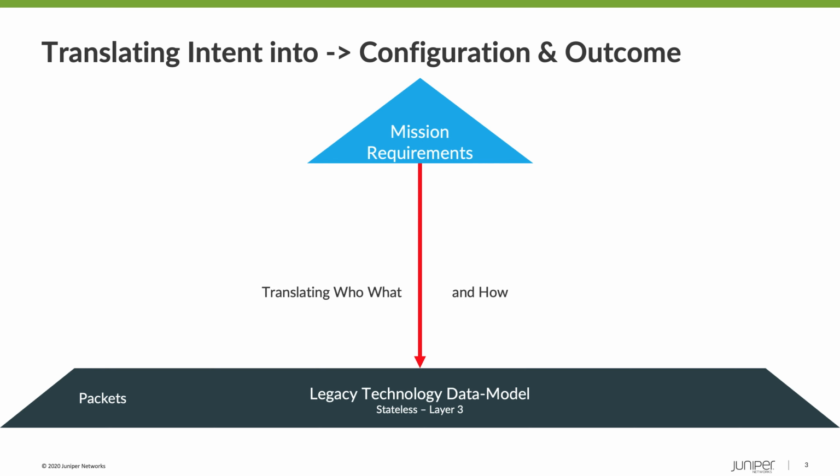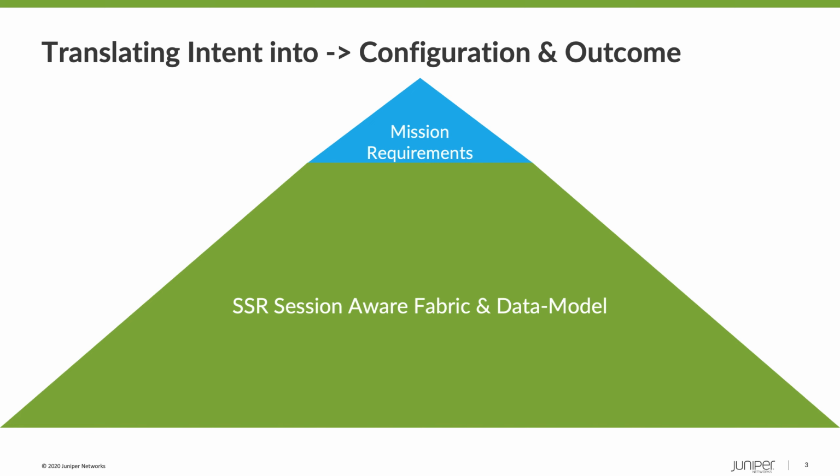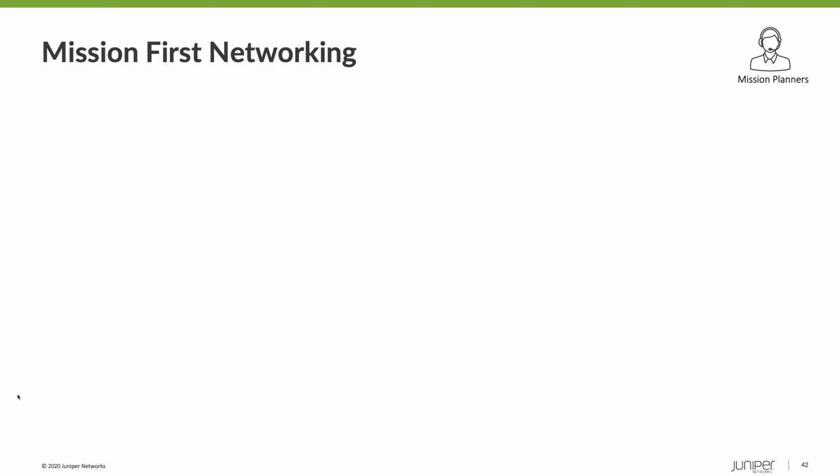This gap is created because the legacy technology data models are all focused around packets. They're all operating stateless at layer 3. If you're able to go higher up in the OSI model and keep context of the session statefully across the network, you're able to look at the status of the session as it traverses the entire network and convey its context across each network element. This is what we're able to deliver with secure vector routing. The result is a session-aware fabric, essentially a distributed stateful firewall across the entire network, and a data model used to configure that network that has who, what, and how directly in it.